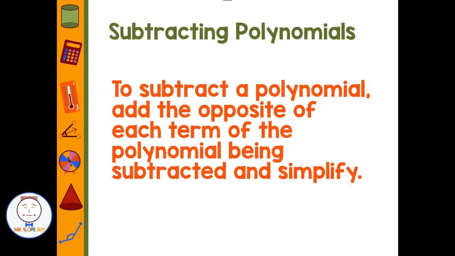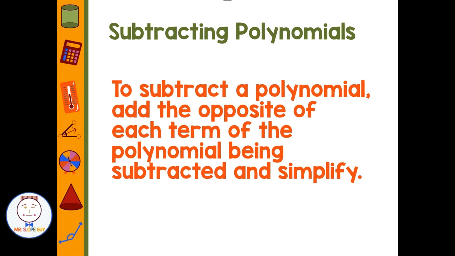Now to subtract polynomials, to subtract a polynomial, we're going to add the opposite of each term being subtracted and simplify. So much like when we did integers where we did keep, change, flip, we did that with integers, subtracting is the same as adding the opposite, we're going to apply that same principle to polynomials, that subtracting is the same as adding the opposite.